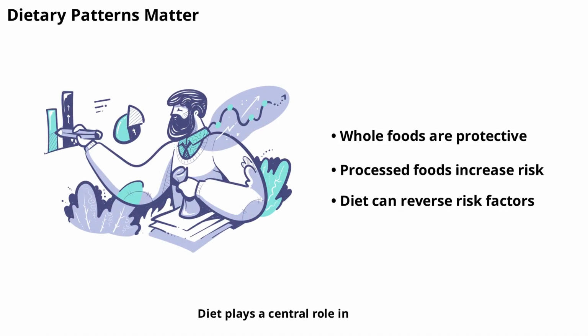Diet plays a central role in the development and management of metabolic syndrome. Diets rich in whole grains, fruits, vegetables, lean proteins, and healthy fats can help prevent and reverse risk factors.